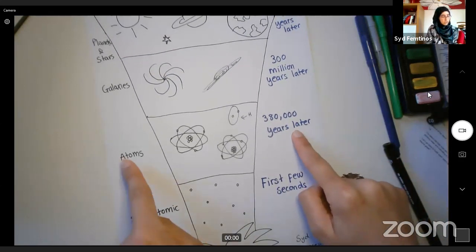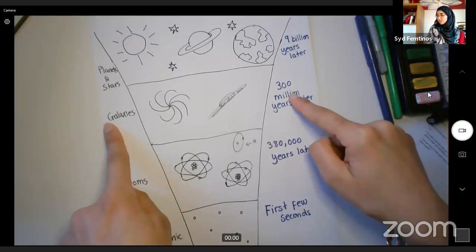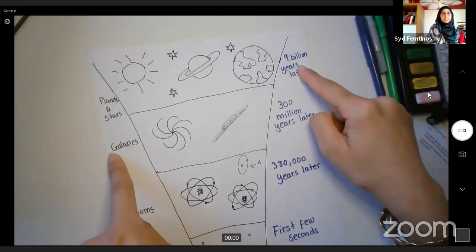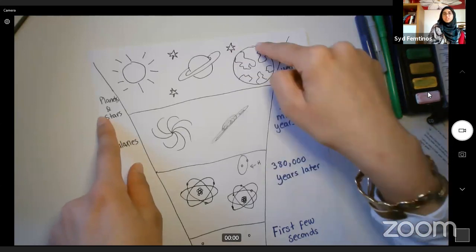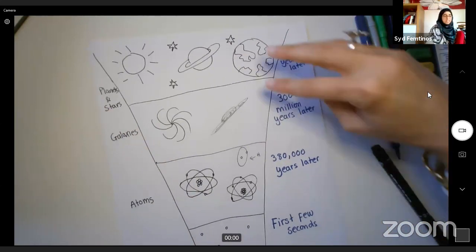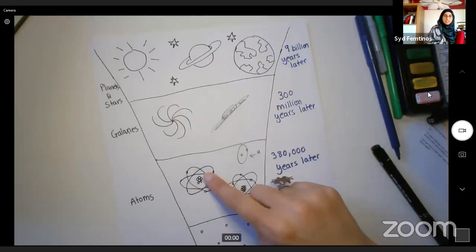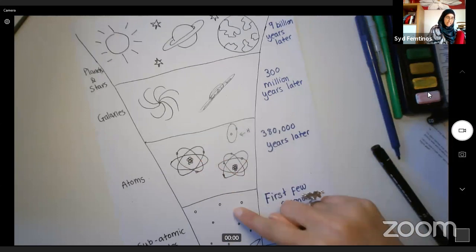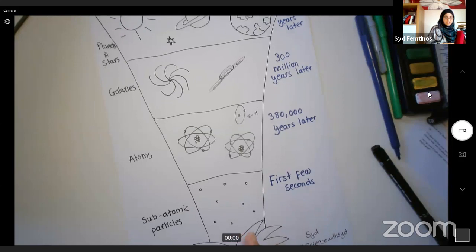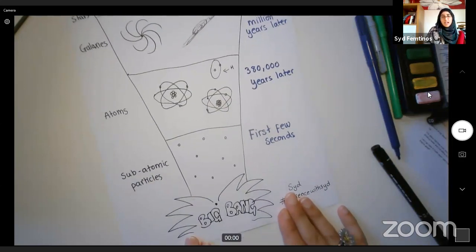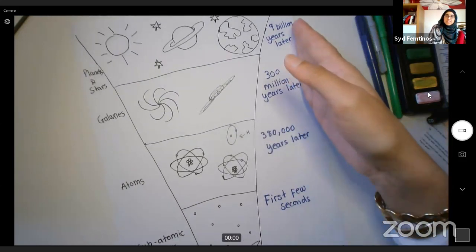380,000 years later, we had atoms being formed. 300 million years later, we had the formation of galaxies. 9 billion years later, we had planets and stars being formed, and our own planet started to be formed, okay? So remember, these planets and stars are within the galaxy. These galaxies contain lots of atoms. These atoms contain the subatomic particles. So this is just a nice visual way of seeing how the Big Bang has formed over millions and millions and billions of years.